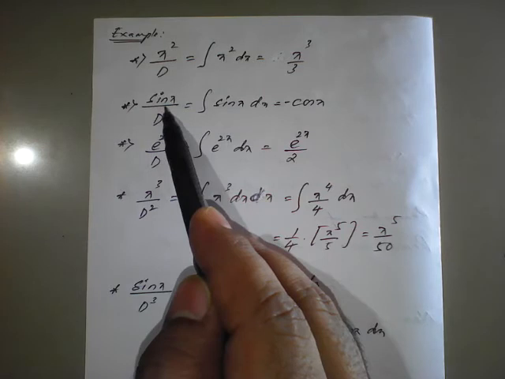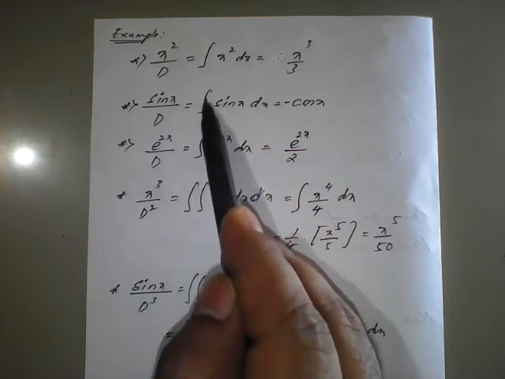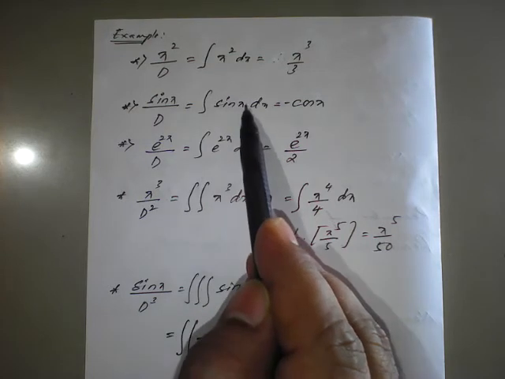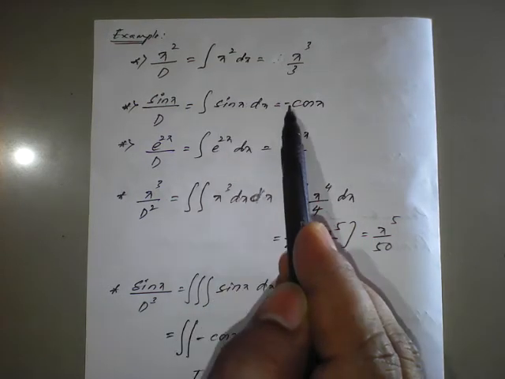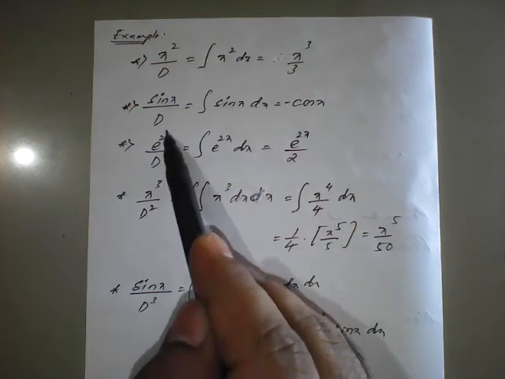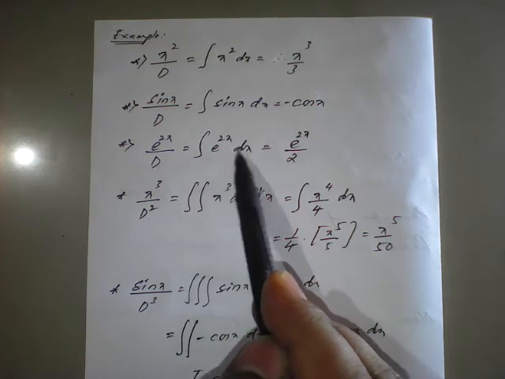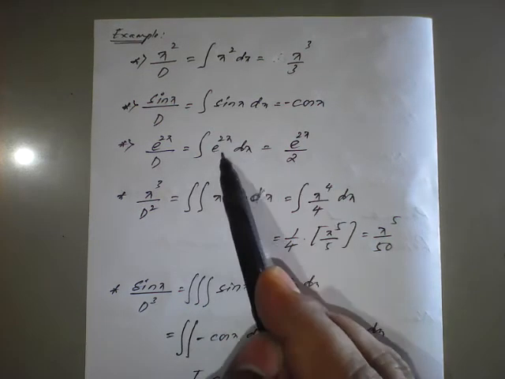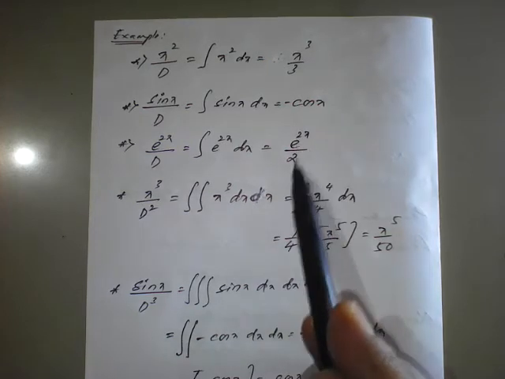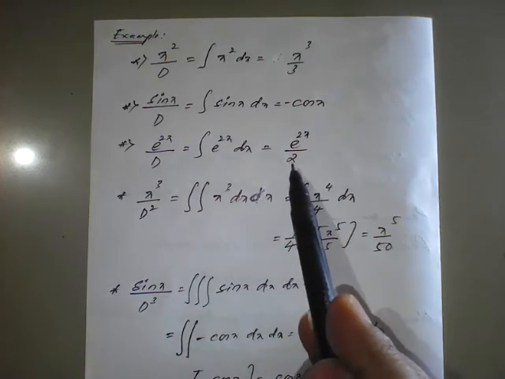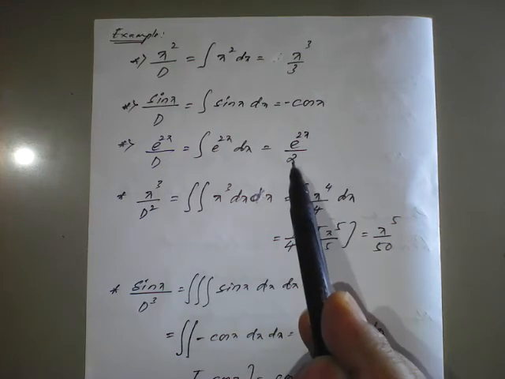Next, second example, 1 upon D times sine x means one time integration of sine x. You know that integration of sine is minus cos. Similarly 1 upon D of e raised to 2x means one time integration of e raised to 2x with respect to x. Integration of e raised to 2x is e raised to 2x divided by 2. This 2 comes because of the differentiation of 2x, so we divide by 2.